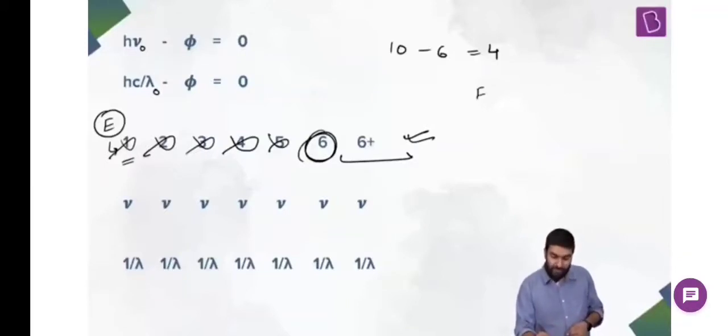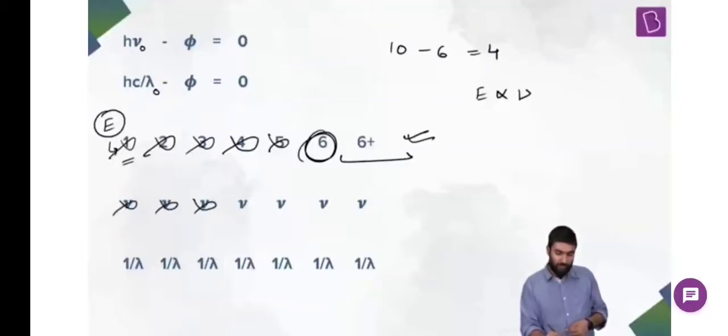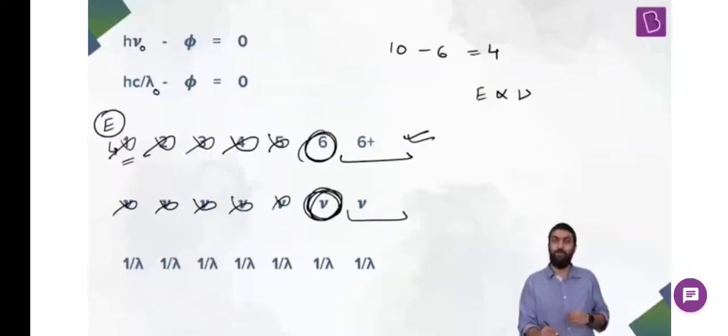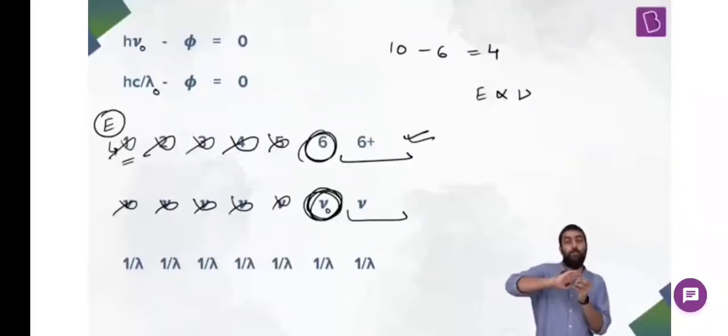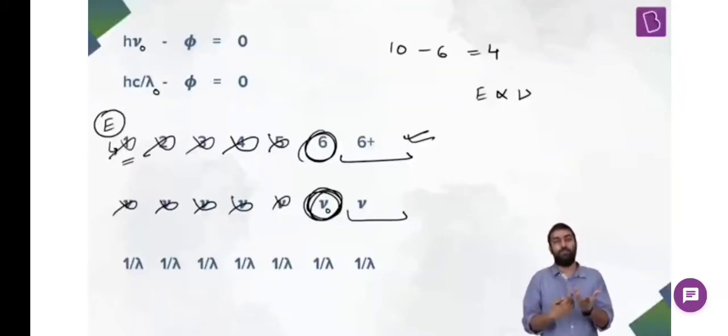Now we know that energy is proportional to frequency, right? So let's say we started with a lower frequency, lower frequency, lower frequency: no emission, no emission. First time we get something, and every other frequency above this frequency, we are going to get an emission. This is basically the threshold frequency. The threshold frequency is the minimum frequency above which all the frequencies give you photoemission.